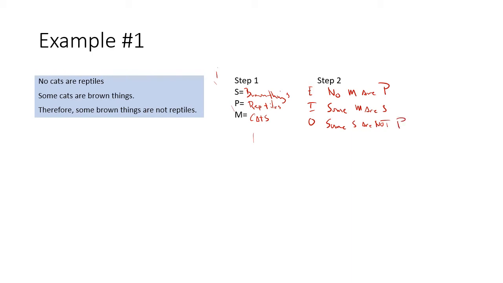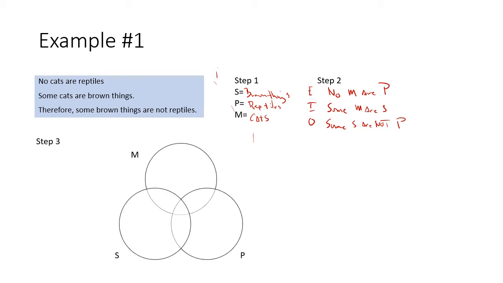Okay, so those steps 1 and 2 are pretty easy. But the challenging part is step 3, where you have to draw a picture of the 2 premises and put that into this 3-circle diagram. The 2 premises in this case are a universal and a particular. Premise 1 is a universal negative, and that's here. And then premise 2 is a particular affirmative, that's here.